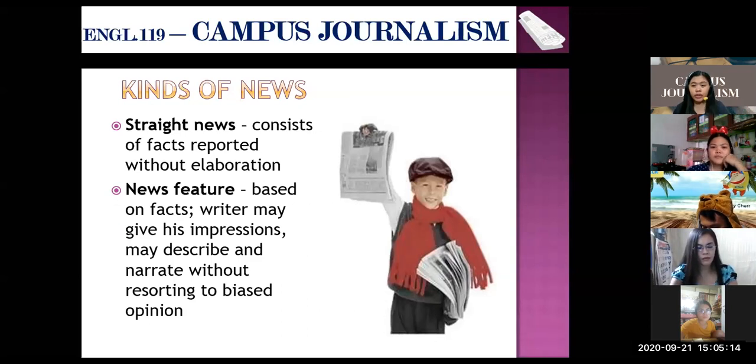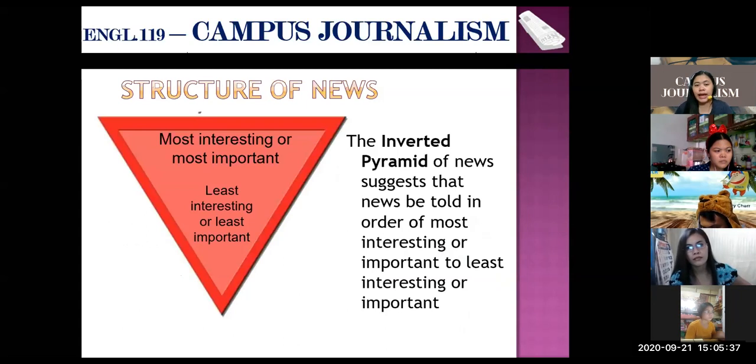News feature, we will talk more about this on feature writing, but news feature is based on facts, but the writer may give impressions, may describe or narrate without resorting to biased opinion. It's still news, but it has a little bit of storytelling to it, more of storytelling outside of the WH questions narrative. Then we have the inverted pyramid as a basic structure of news.